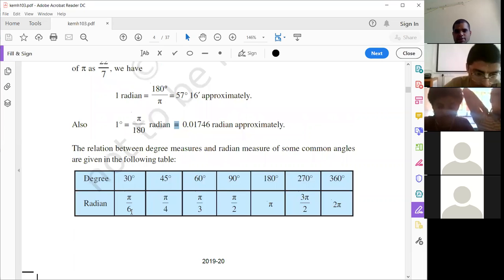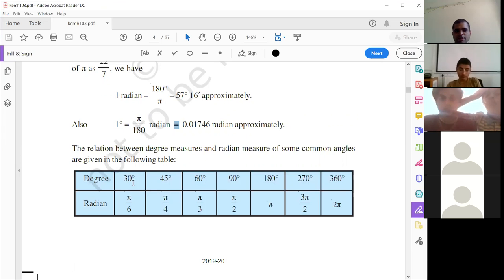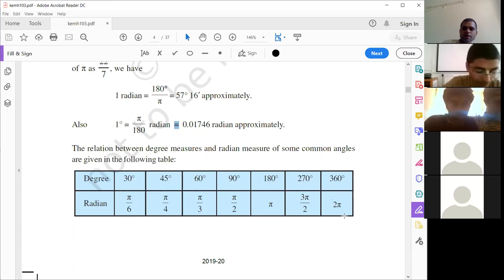Here the standard angles are given. You have to remember this table. 30 degrees is equal to pi by 6 radian, 45 degrees is pi by 4, 60 degrees is pi by 3. I hope you already remember 90 degrees.